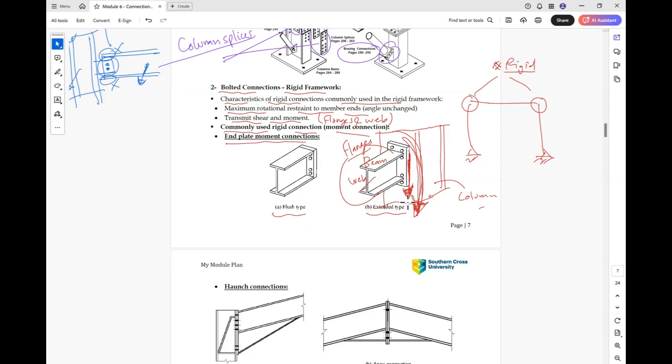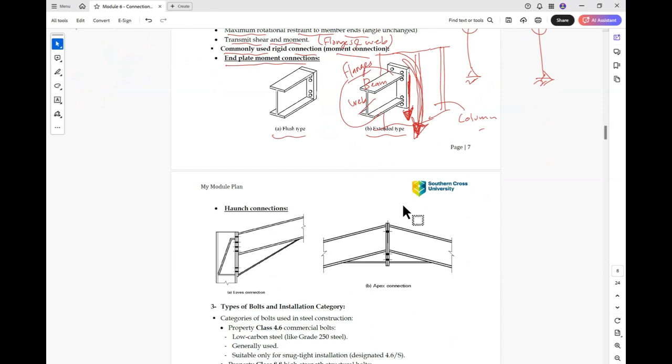Another type of moment connection is the apex connection, one of the examples. So what is the apex connection? If you have a portal frame like this, the connection on top, where this beam is our rafter, is called the apex connection. This connection will transfer moment and shear. That's why it needs to be a rigid connection.